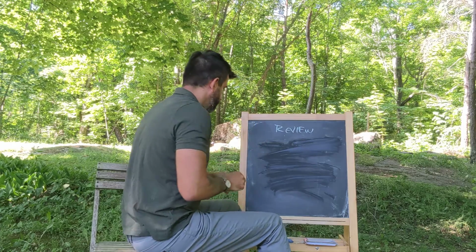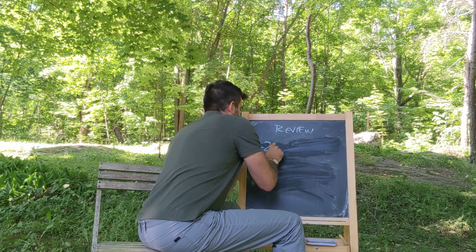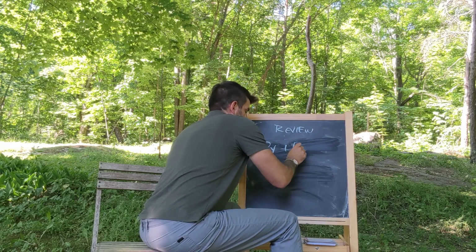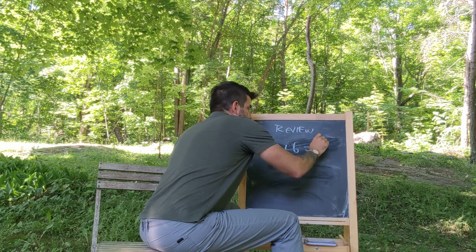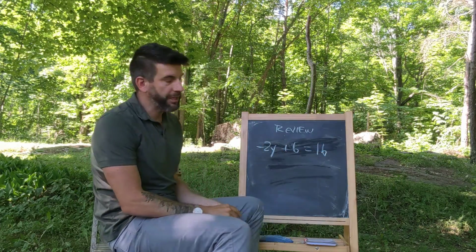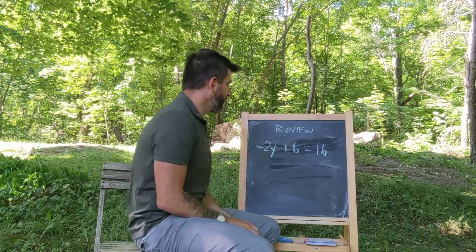Waving to my neighbors. Negative 2y plus 6 equals 16. I think one of my neighbors is walking up to our house. Prepare for the dogs to bark loudly. Killers of things.